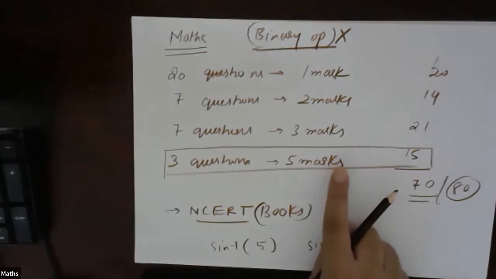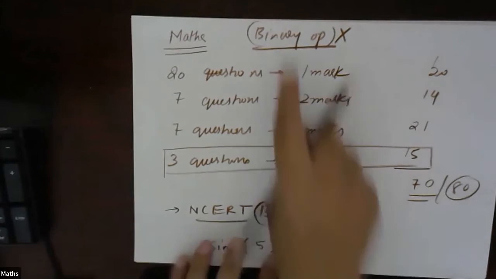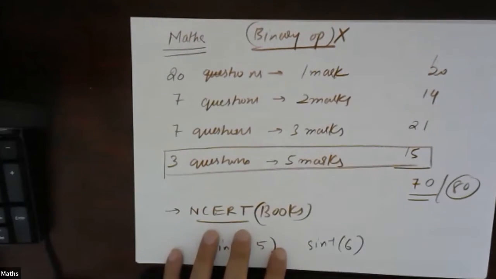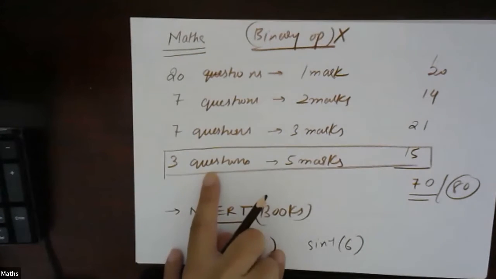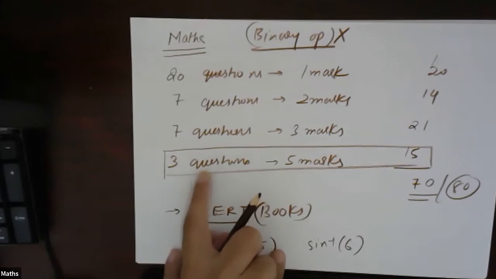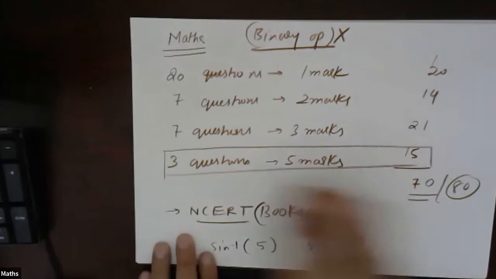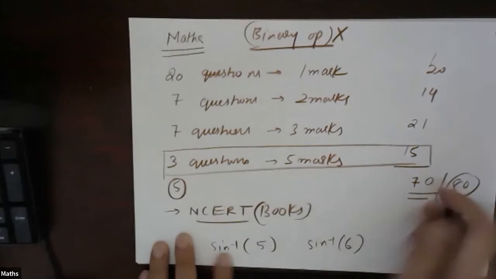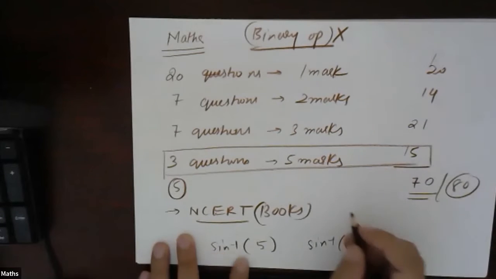Now one more thing, binary operation is not in the syllabus. Miscellaneous, you have to do miscellaneous also. Miscellaneous is part of CBSE. I think 2 more for the 5 marks question. It will be 5 questions of 5 marks, so you will have 25 here.